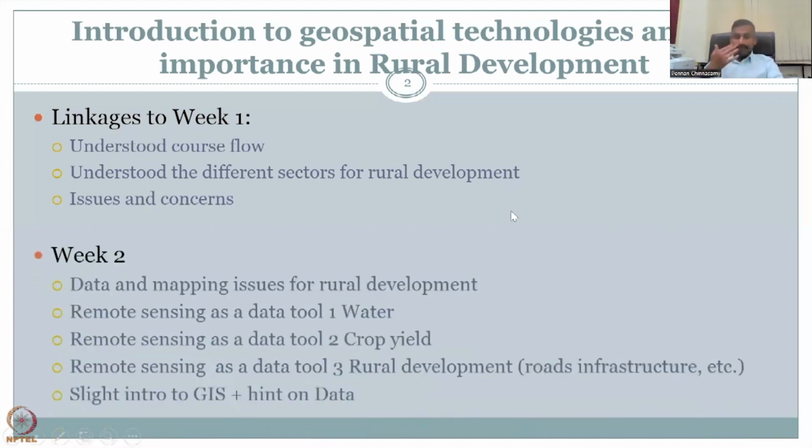In week 2, we'll still look at rural development from the angle of remote sensing and data development. We will discuss data and mapping issues for rural development, basically looking at where the data exists and how there are mapping issues in the current scenario. We will also look into how this can be mapped to rural development.